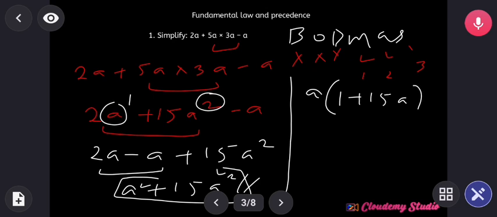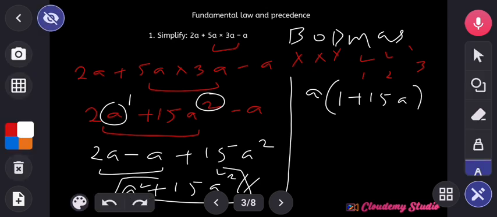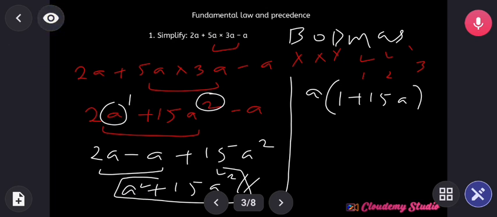We did not change our question because if you look at it, it still remains the same. A times 1 will give us a. A times 15a will give us 15a squared. So it's still the same. You must also learn the concept of factorization, right? This is how we factorize. We take out the common factor so that we can have the simplified aspect of the question, right?